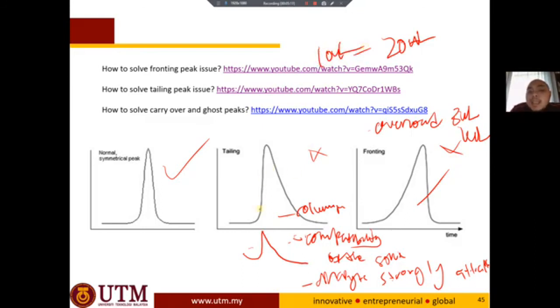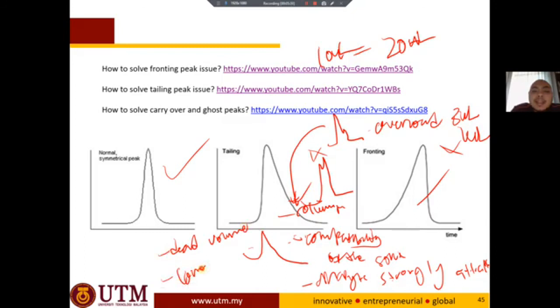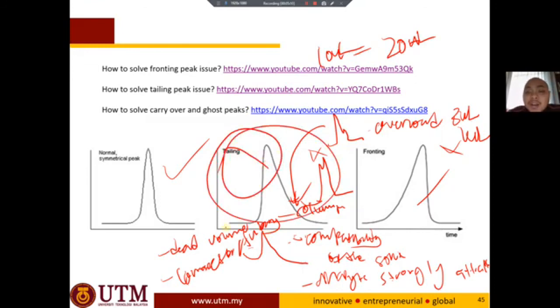Peak tailing is the same as peak splitting and also peak shouldering. So the column compatibility, the mobile phase compatibility, and other things such as dead volume, maybe the connector or tubing is not perfect. So here we have a lot of factors that can contribute to peak tailing. For peak fronting, usually it is the volume of injection.